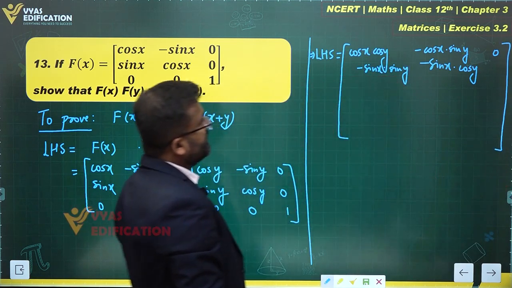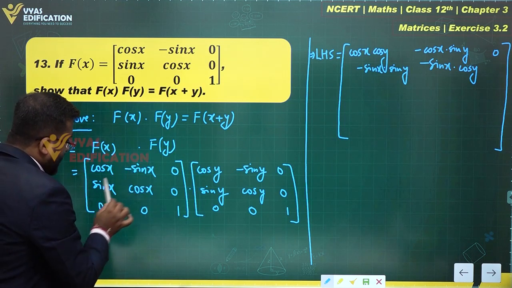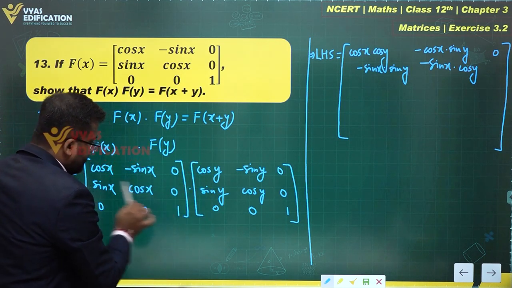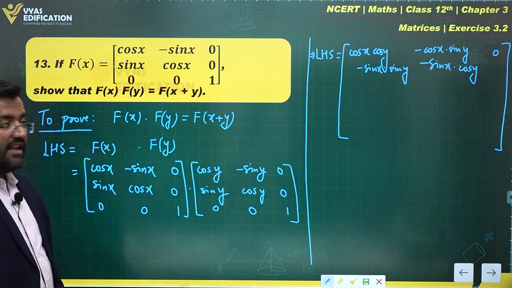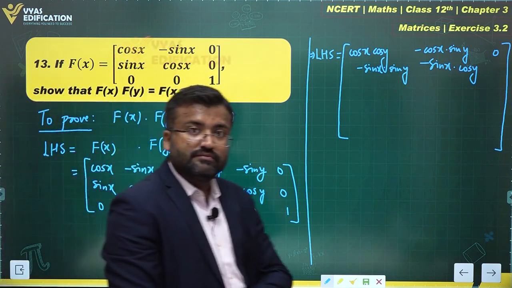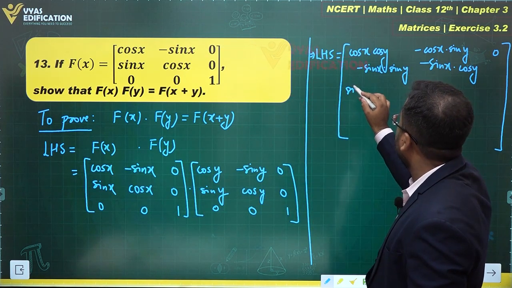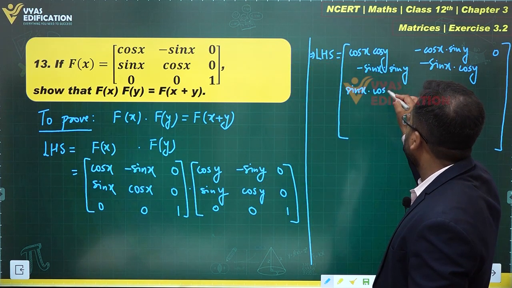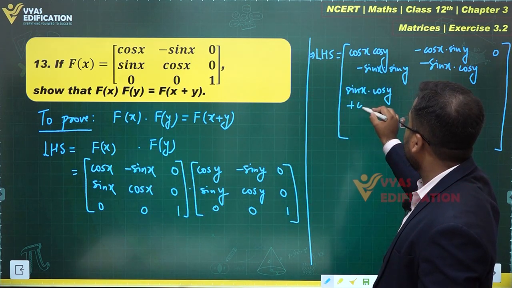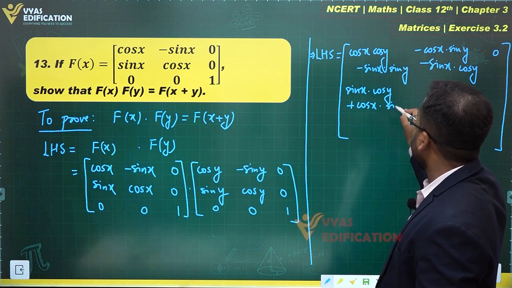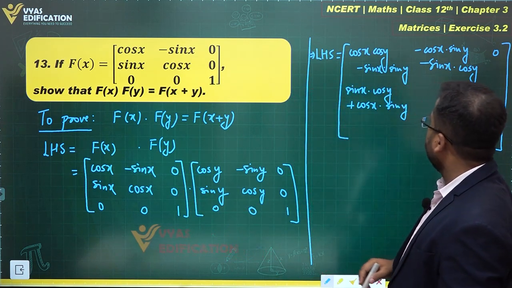Let us draw the boundary of this matrix. What about the second row? The second row is obtained by multiplying the second row with the first column, with the second column, and once again with the third column. Let's multiply with the first column. What you have is sin x times cos y, plus cos x times sin y, and 0 times 0 is 0, right?